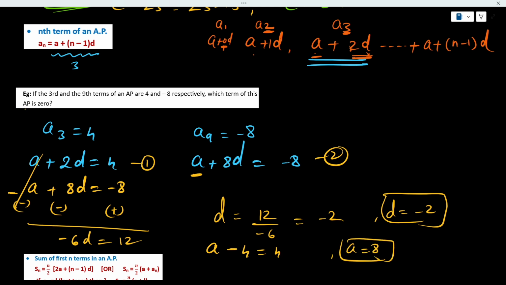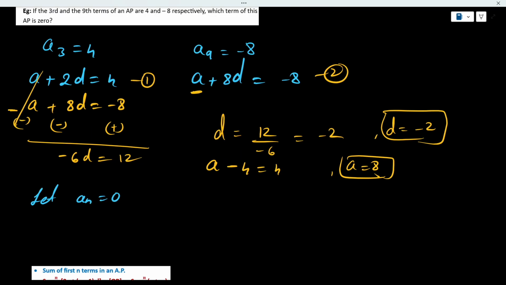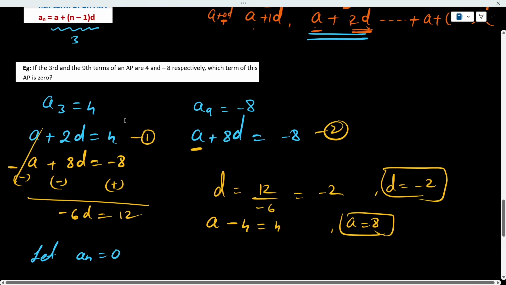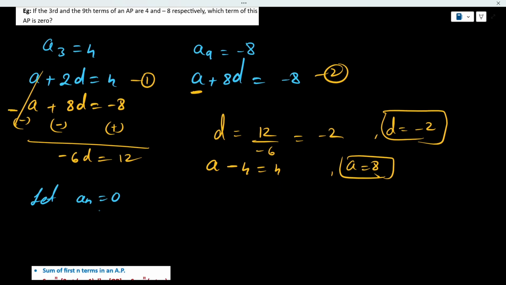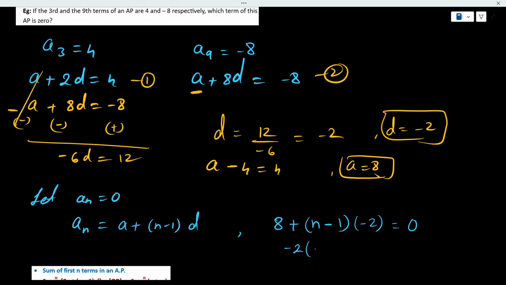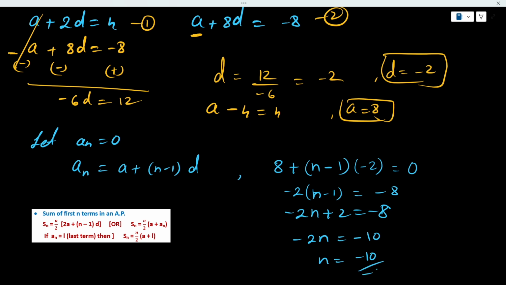We need to find which term of this AP is 0. Now let the nth term be 0, because without A and d you can't calculate which term is 0. If the nth term is 0, what is the formula? A plus (n minus 1)d, and if we simplify, A is 8 plus minus 2 times (n minus 1) equals 0. Simplifying, n will be minus 10 by minus 2, which is going to be the fifth term.